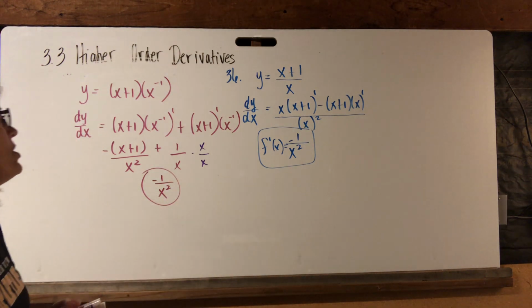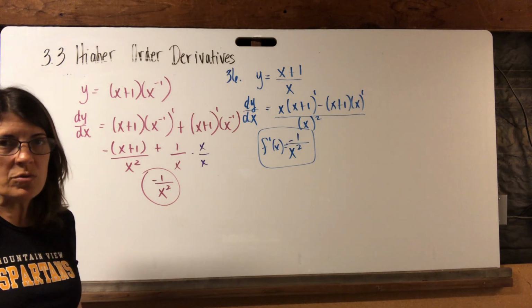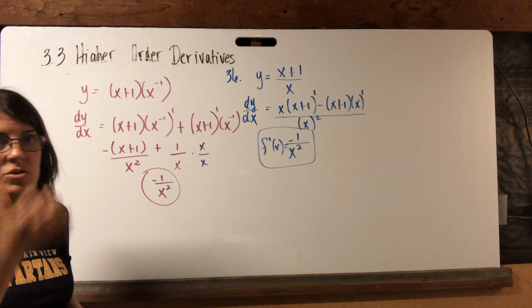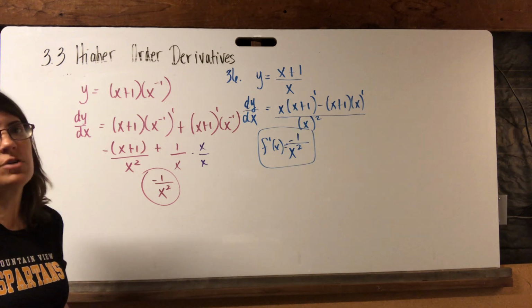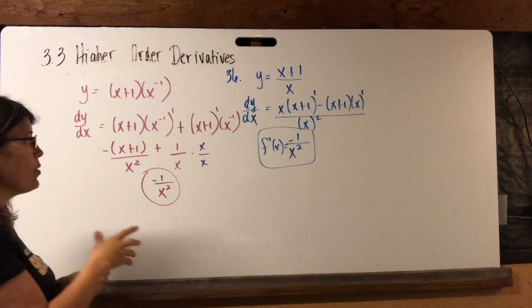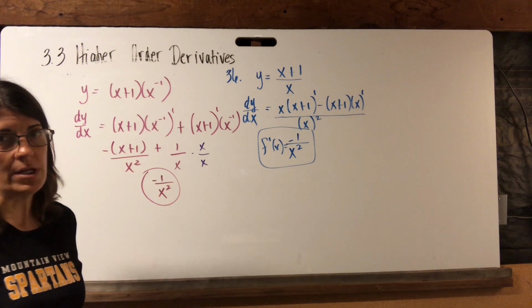So which one should you use? If the problem is given to you as a quotient, then you should use the quotient rule. And if the problem is given to you as a product, then you can use the product rule. Why did I do both? Practice, and it's a great way to check your work.